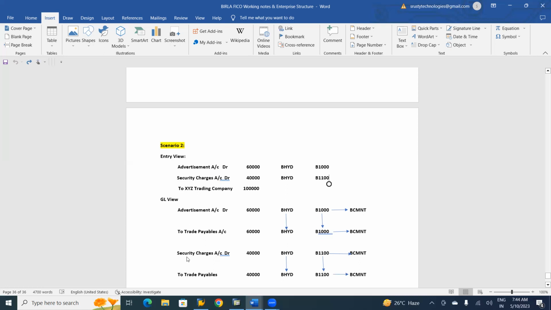And again, 1 more line will be created for 40,000, that is security charges. It's another expense, an indirect expense. So the security charges account is debited 40,000 to trade payables. In the same way, business area is updated from debit to credit, profit center is updated from debit to credit, and segment is derived from profit center. So this split, we call it an active splitting.